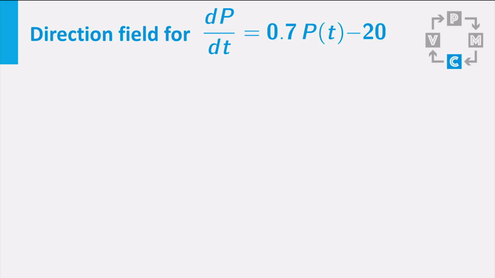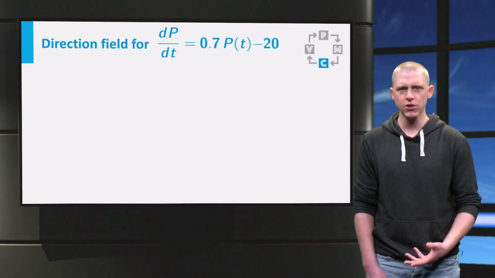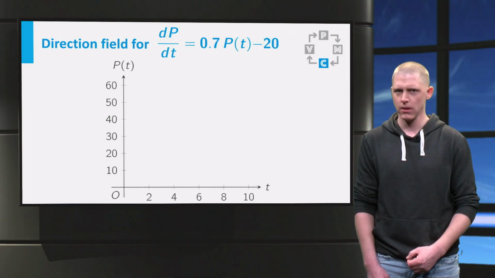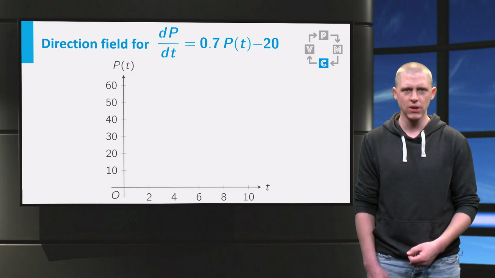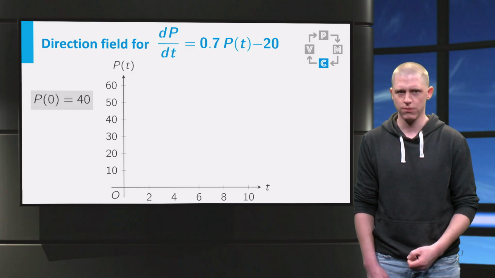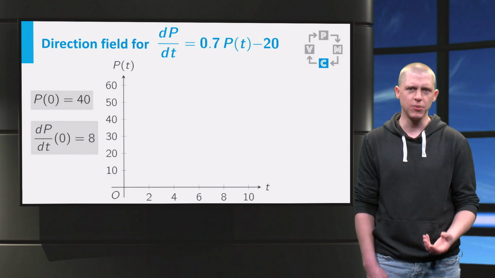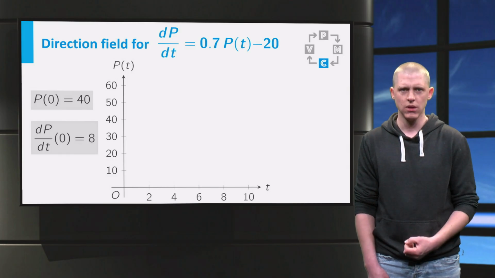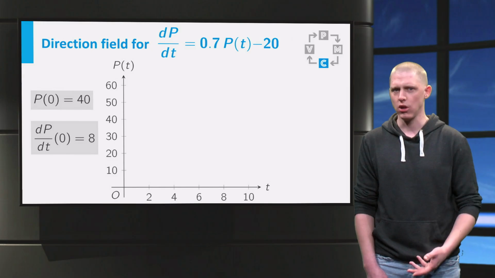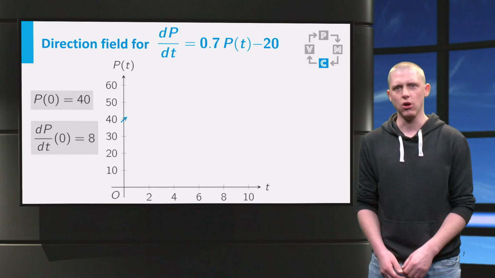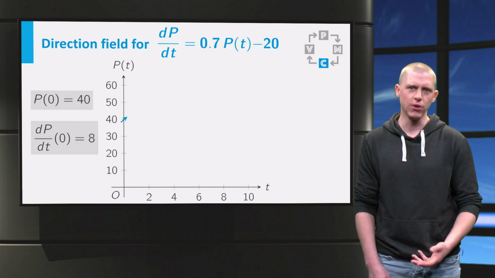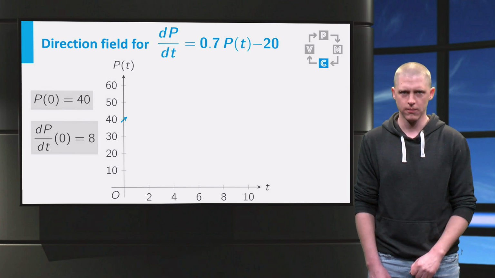Now let us draw the direction field together. First, draw the axes you need. Now consider t equals 0, which is the initial time, and we start with 40 fish. The rate of change of P is then 8. So your first arrow must have a slope of 8 per day. You draw a small arrow with slope 8 per day through the point (0, 40).